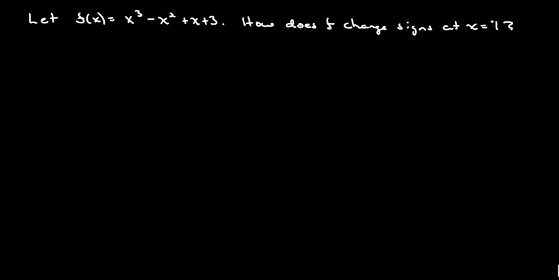So we're asked, let f of x equal this function. I'm going to know, how does f change signs at x equals -1?